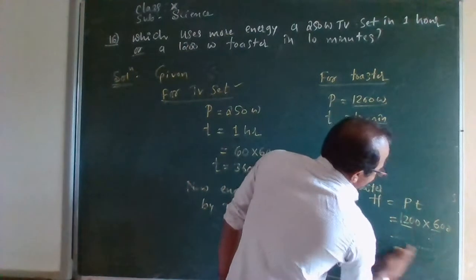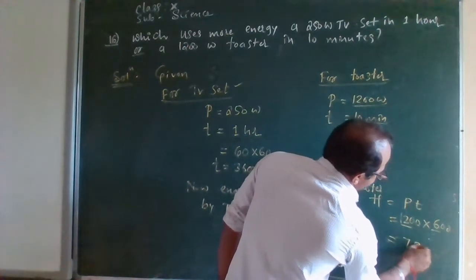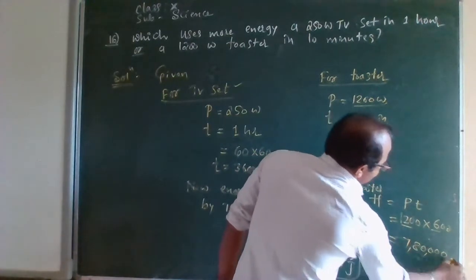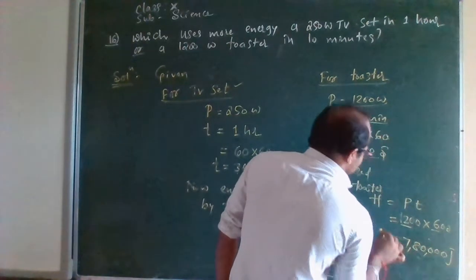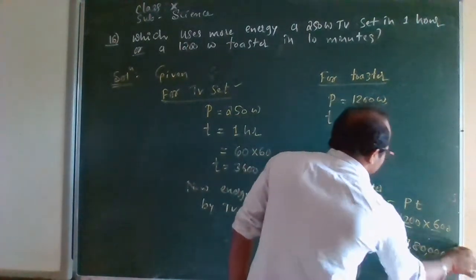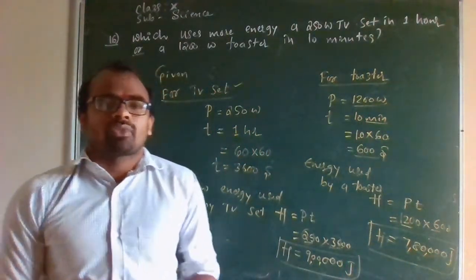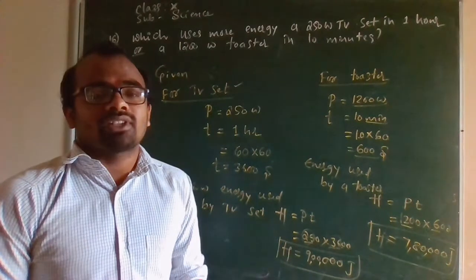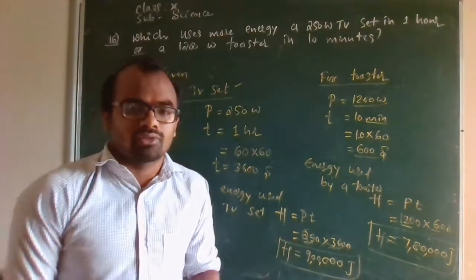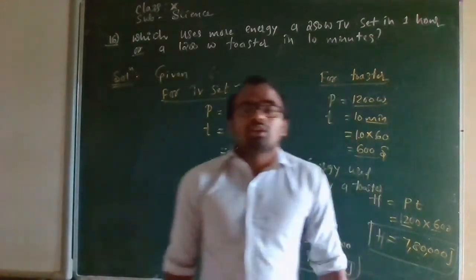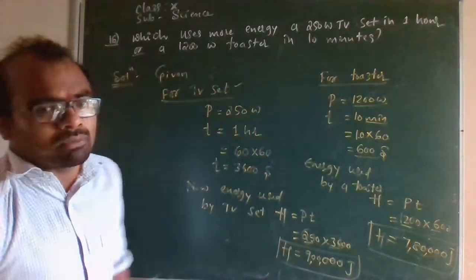So 7,80,000 joules. You should not forget writing that in the assignment. Heat energy, or energy, is expressed in terms of joules. So H is equal to 7,80,000 joules. Let me explain once again.